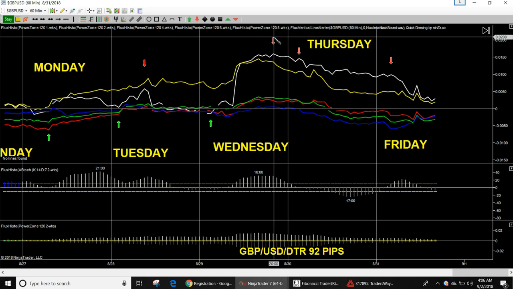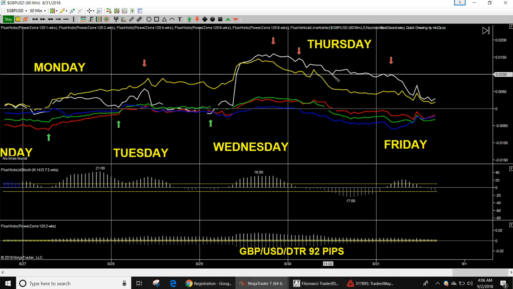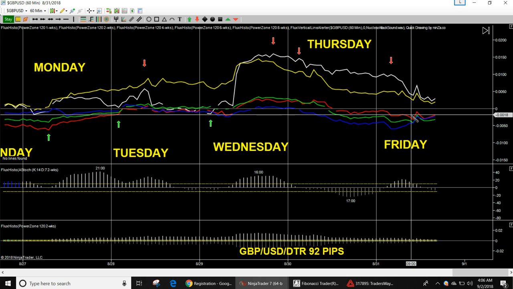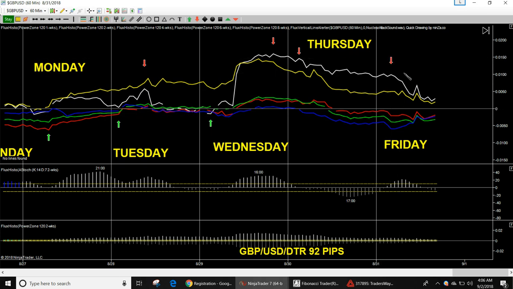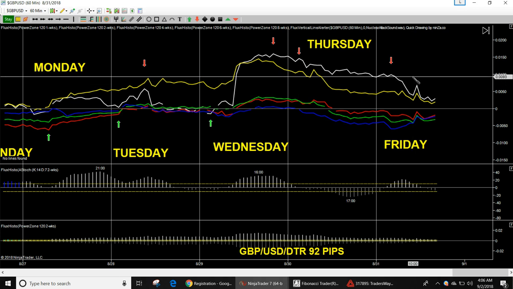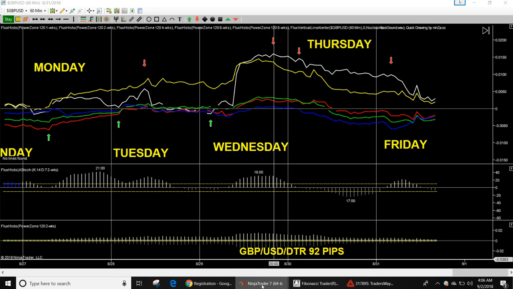We're going to peak out here at 8 p.m. on Wednesday, and then look for a retracement back down, traders, into Friday. Yeah, looks like it's still going down. 4 a.m. in the morning for a down move. And 10 a.m. up, and then right back down. That is the pound US dollar.